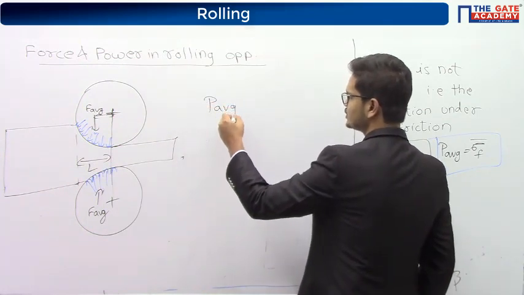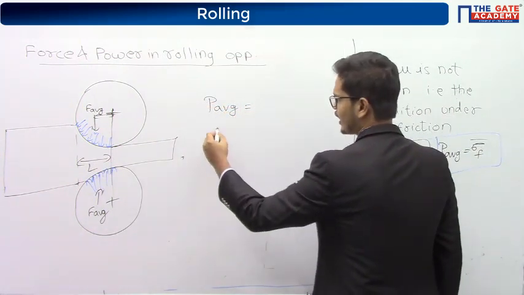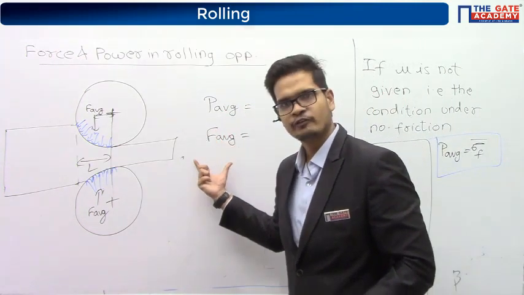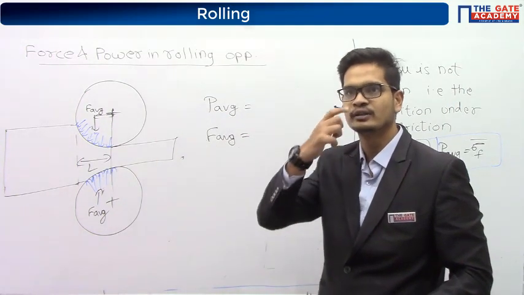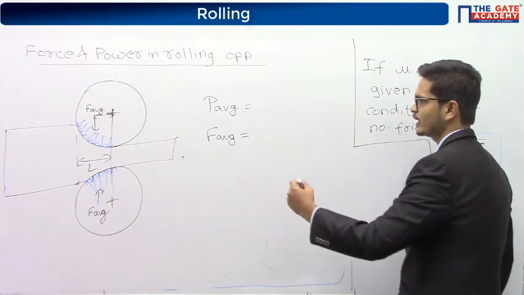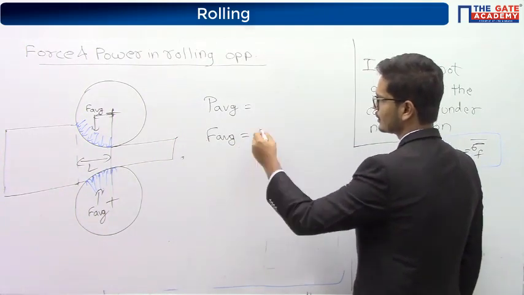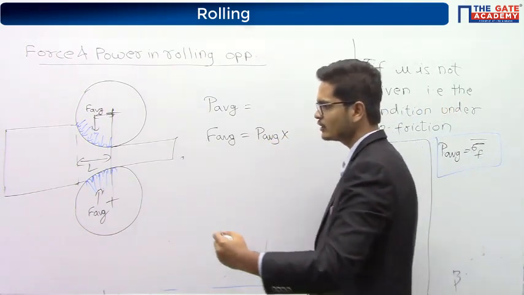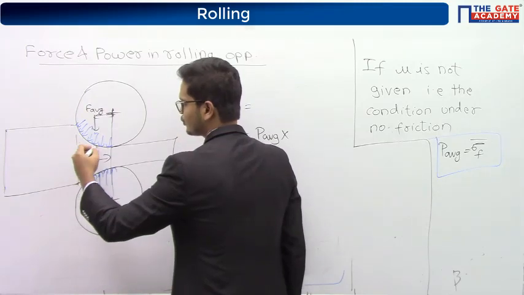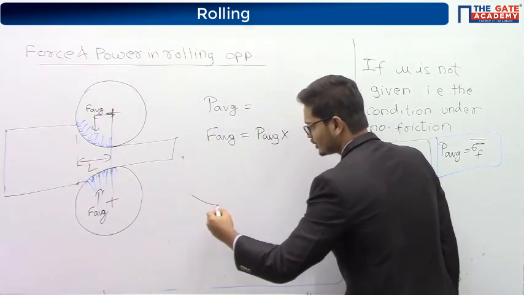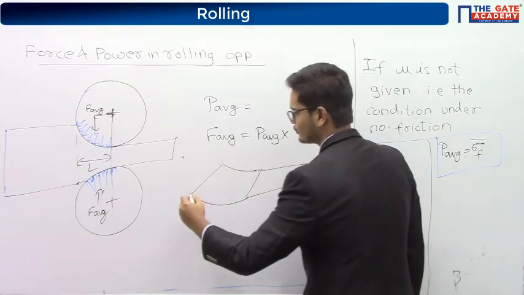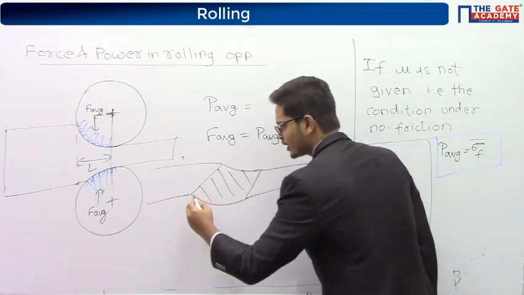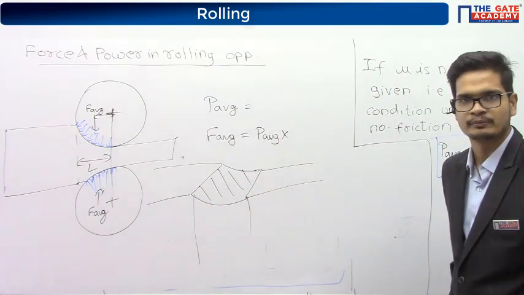We have found P average. Now we need to find F average. From pressure, if you want to find the force, you will have to multiply by the area, right? So it is P average into which area? We take the projected area of this portion. You may think we will take this area of the component, but instead we take the projected area.